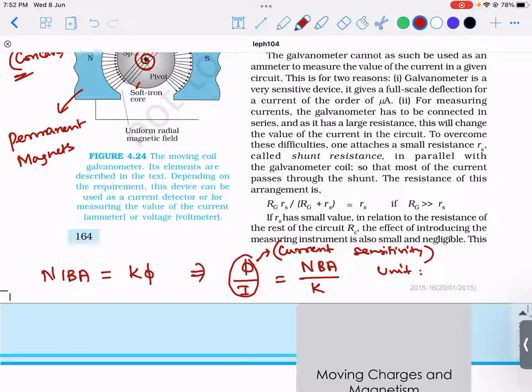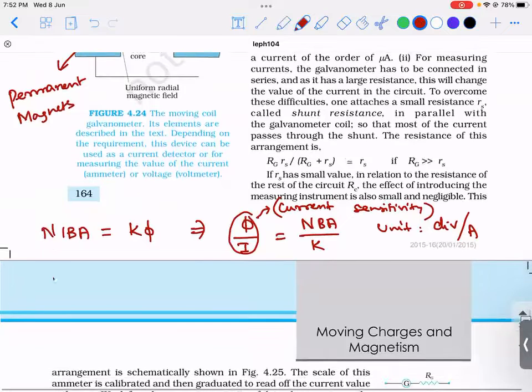So it is going to be division per ampere. Phi is just division. It is not flux. So the division per unit ampere is what we call as the unit of current sensitivity. Accepted? Now, if I take the reciprocal of it, then I'll be able to define I divided by phi. Then this I divided by phi can be called as K divided by NBA.